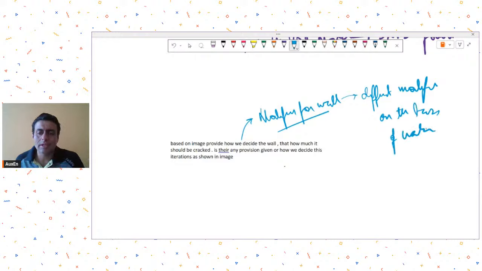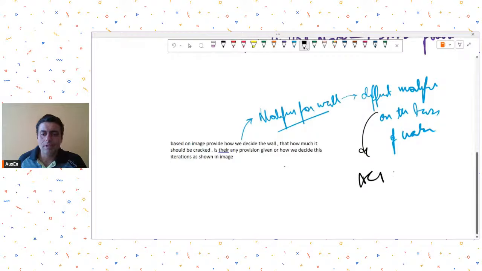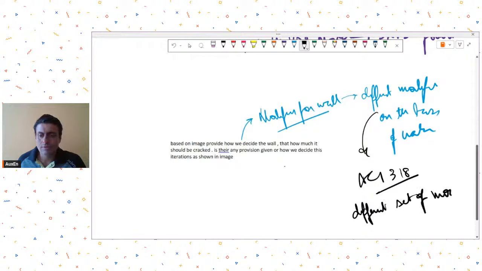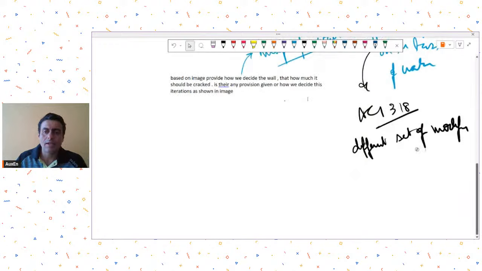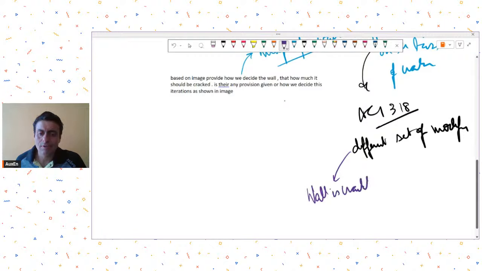There is no such provision in the IS code, but in the ACI code they have a provision where they have given different sets of modifiers for the cracked section and uncracked section. Okay, so in the ACI 318, you have different sets of modifiers for cracked and uncracked. This is especially for RCC structural wall. So if your wall is cracked, then you have a specific set of modifiers. If your wall is uncracked, then you have a different set of modifiers.